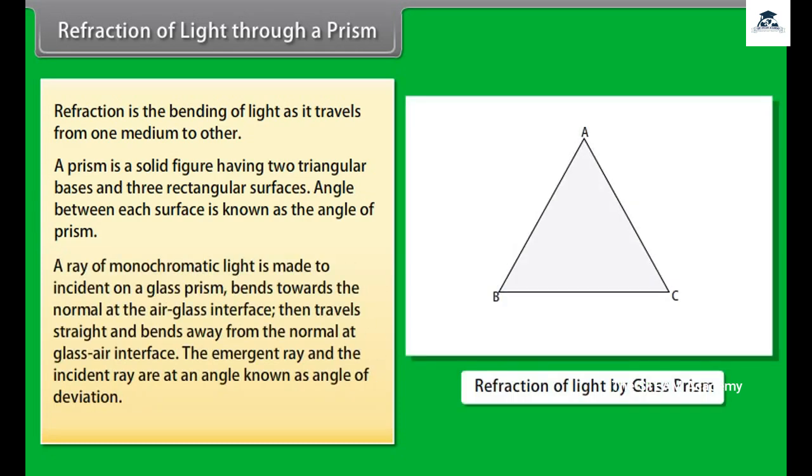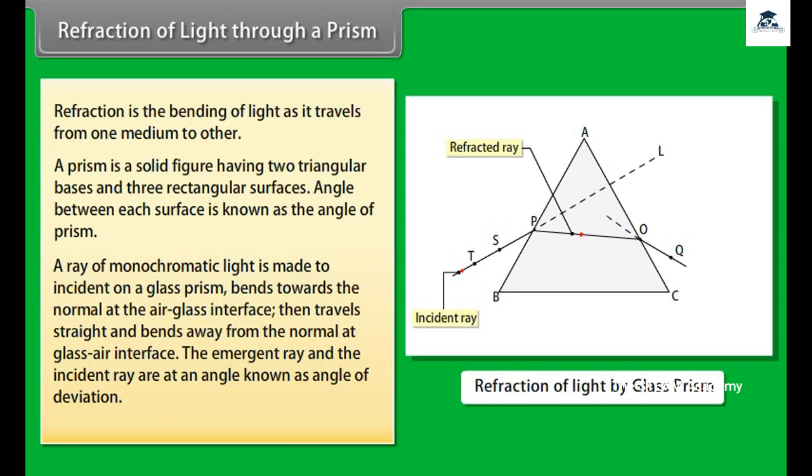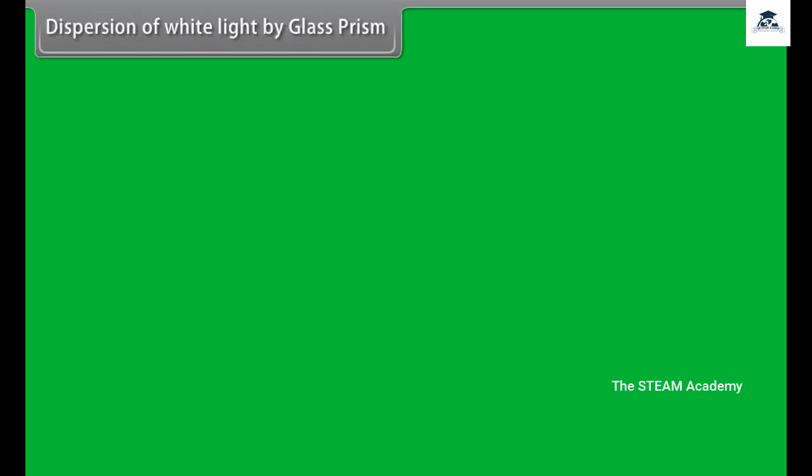A ray of monochromatic light is made to incident on a glass prism, bends towards the normal at the air-glass interface, then travels straight and bends away from the normal at glass-air interface. The emergent ray and the incident ray are at an angle known as angle of deviation.